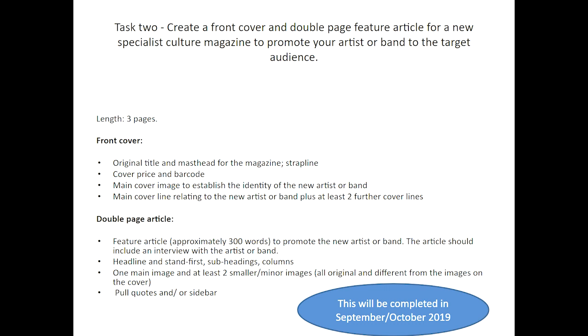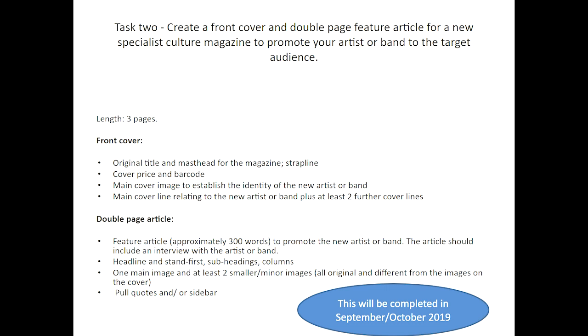And if you have a look at our blog, then you can see examples of magazines which students have done. If you remember the corridor outside the classroom, you can think about examples that the students have done. They look pretty good. In many ways, this whole magazine bit is a lot more straightforward than the music video stuff. But yeah, you also need to include a feature article, approximately 300 words, to promote the new artist or band. So this is in a double page spread.